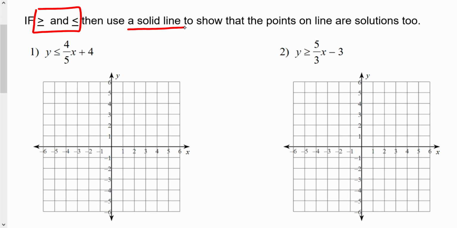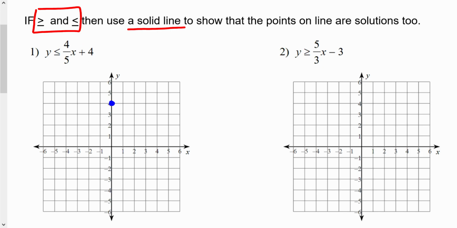Now, how can we actually go and do this? Y is less than or equal to 4/5 x plus 4. Could you guys think of that as an equation? Can you think of that inequality sign as an equal sign? If you do that, then we should be able to go and graph it. What's my y-intercept? 4. You can see it right there, right?